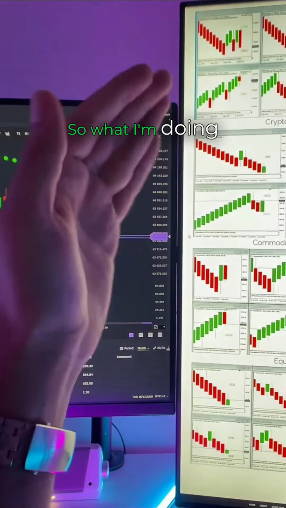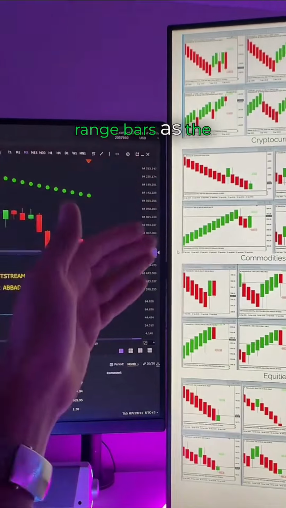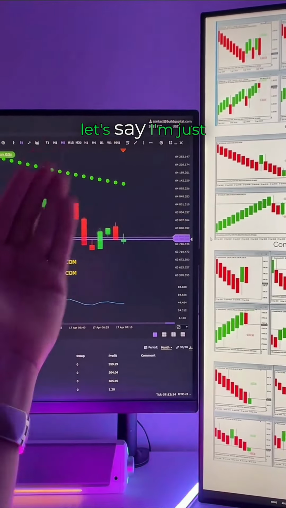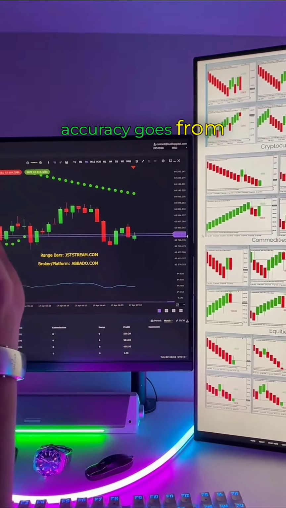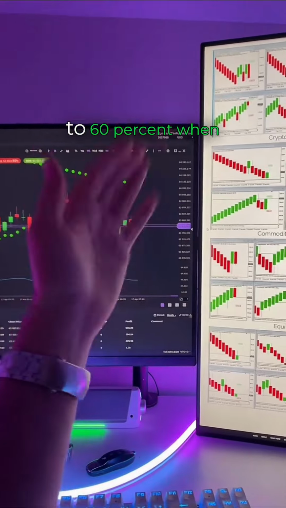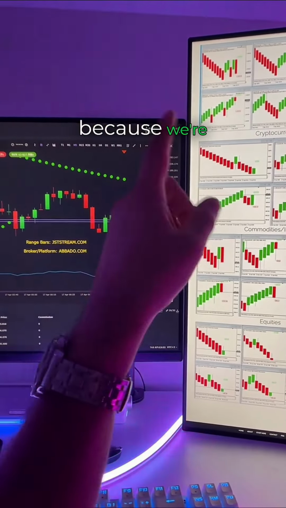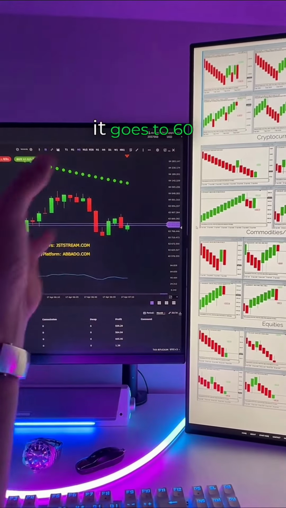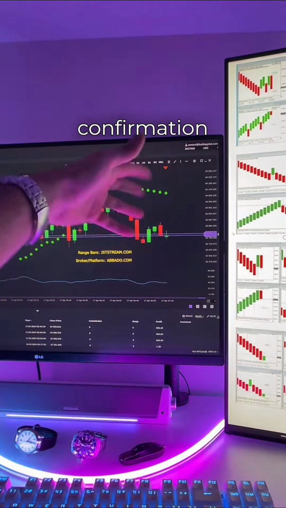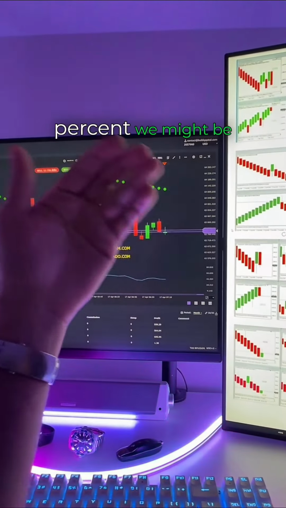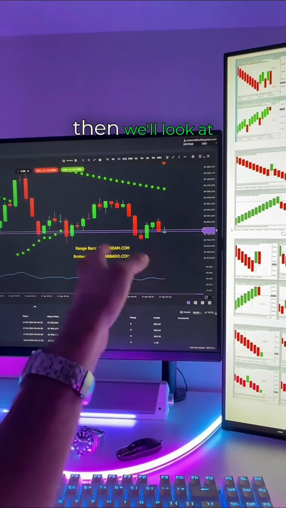So what I'm doing is I'm adding the range bars as the main layer. So for example, let's say I'm just throwing numbers out here, but let's say our accuracy goes from 50% chance to 60% when using the range bars, because we're waiting for the trend reversal. So it goes to 60%. Now, let's say we use the PSAR as an additional confirmation. Now, instead of 60%, we might be at 62%. And then we'll look at the RSI.